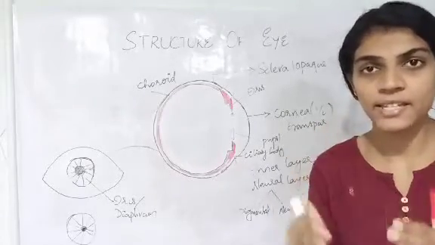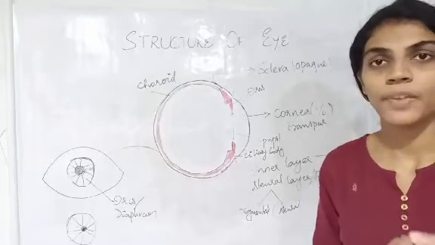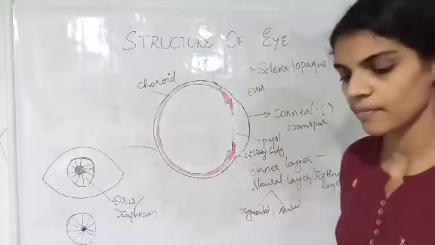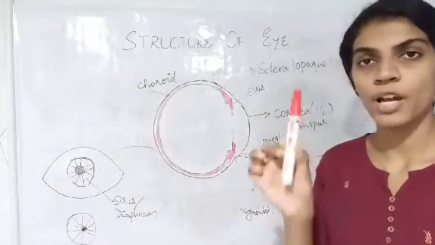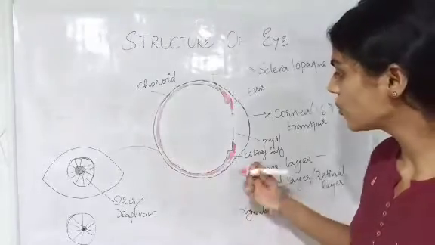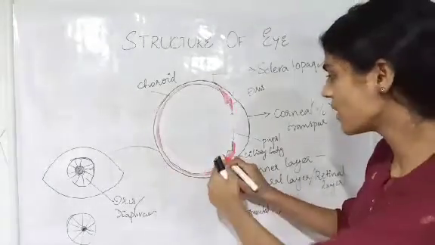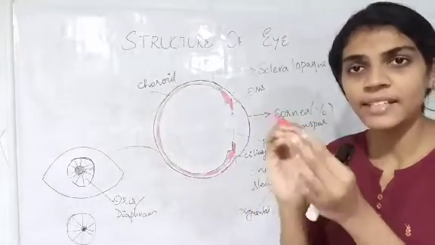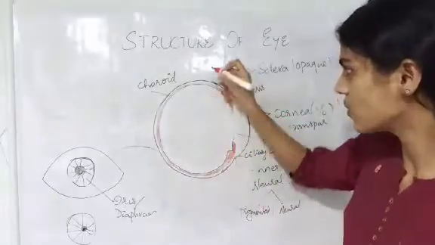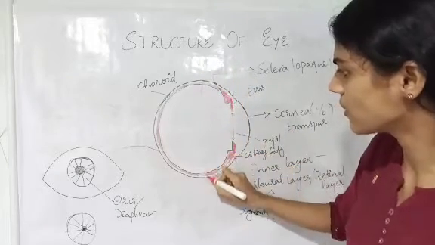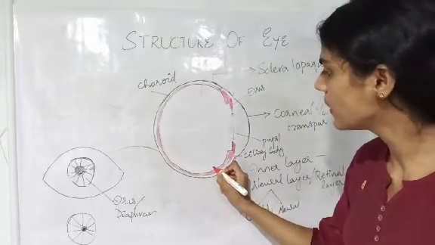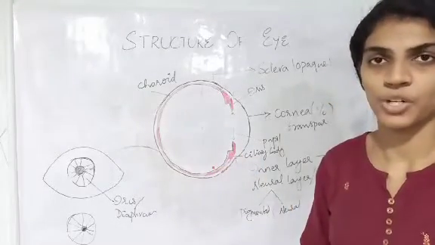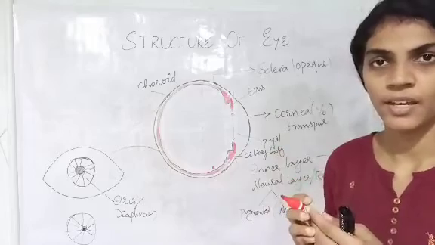Okay, so the next layer is the neural layer. What would be the location of the neural layer? I'll mark it with the red marker. The neural layer ends, it does not extend up to the diaphragm or ciliary body. It ends a little beyond the center. Suppose this is the center of the eye, right? So the neural layer will extend a little further than the center of the eyeball.